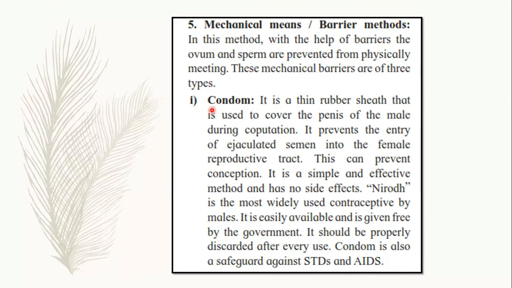The very first and the most common is the condom. Now, condom not only helps in the control of the population, but is also helpful against sexually transmitted diseases and AIDS. So what is a condom? It is a thin rubber sheet that is used to cover the penis of the male during copulation. Copulation means intercourse, the entry of the penis into the vagina.